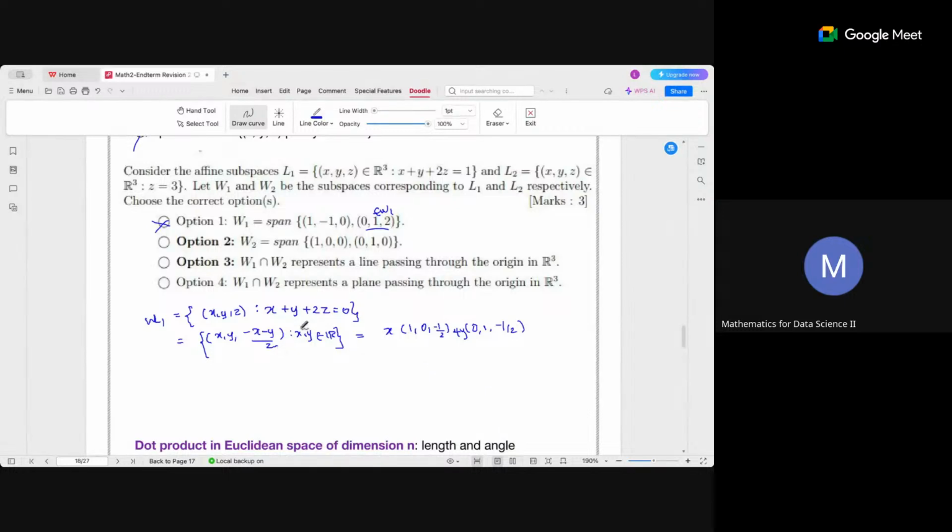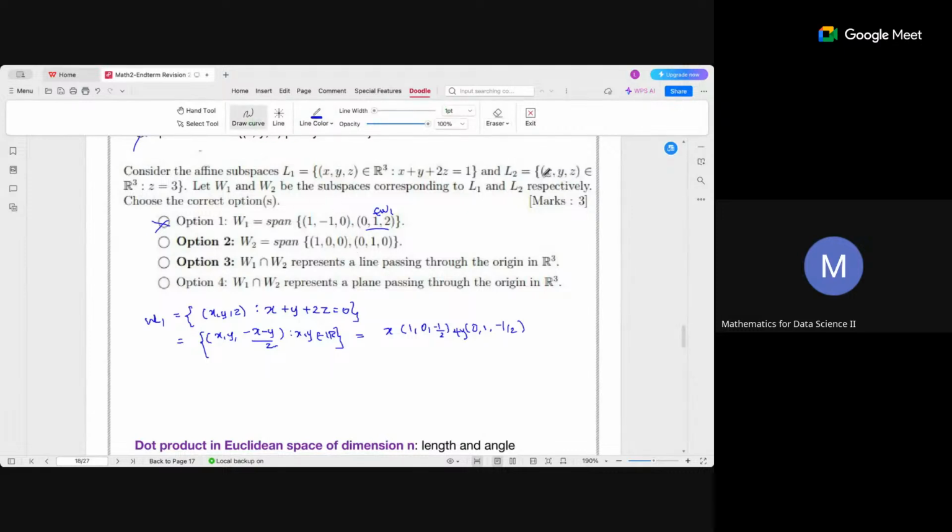So here basically they are saying W2 is the span of (1, 0, 0) and (0, 1, 0). Is this correct? Yes, it is the standard basis. Why have they taken W2 to be just a span of these? I think option 2 is also incorrect, right? Sorry, this is for W2, so z is not 3. So the first option is incorrect. Now let us look at W2.